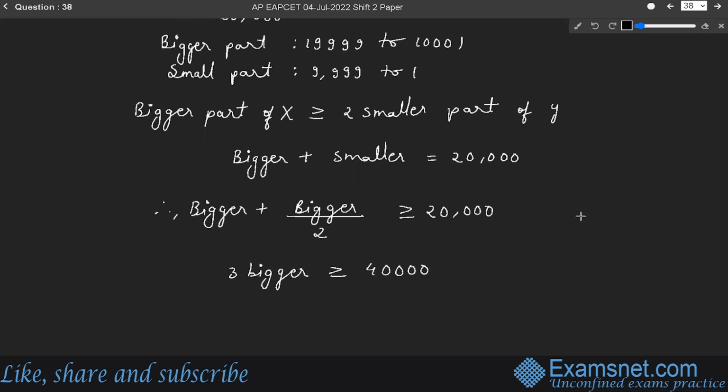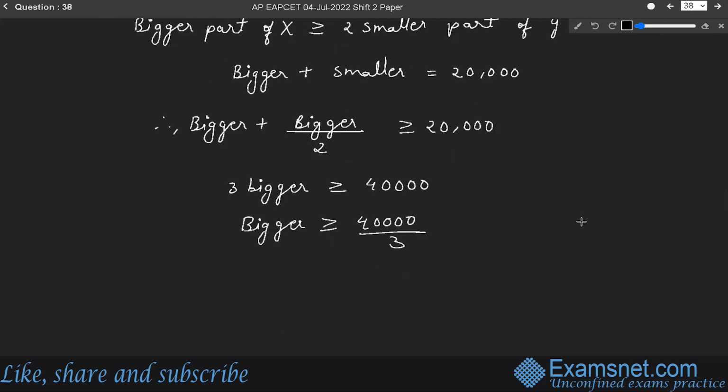So 2 will be multiplied on the right hand side. So we can say that bigger will be greater than or equal to 40,000 divided by 3. This is the correct value for the bigger part. On further dividing this, we will get 13,333.3 and so on. Now the total number for the bigger part is 19,999. 19,999 minus 13,333 is equal to 6,666.